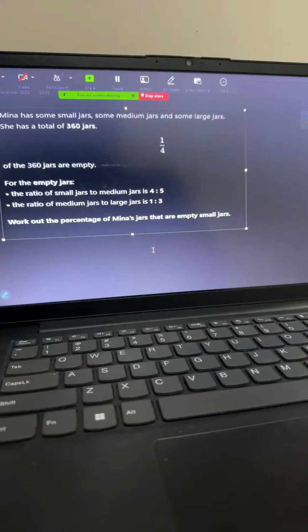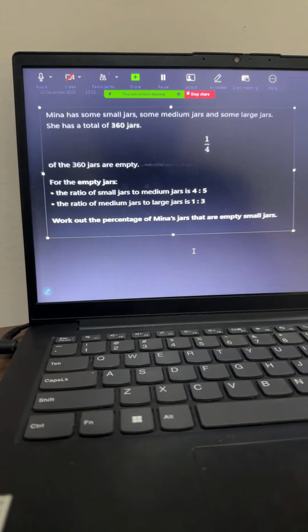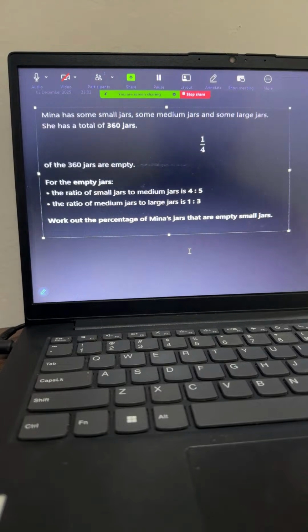Mina has some small jars, some medium jars, and some large jars. She has a total of 360 jars. Of the 360 jars, some are empty. For the empty jars, the ratio of small jars to medium jars is 4 to 5. The ratio of medium jars to large jars is 1 to 3. Work out the percentage of Mina's jars that are empty small jars.